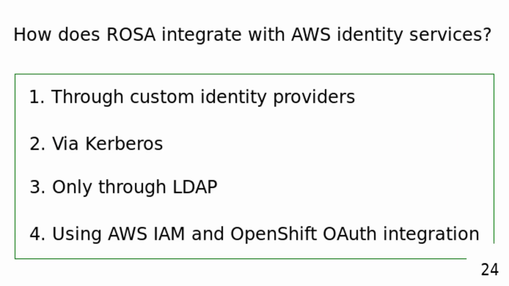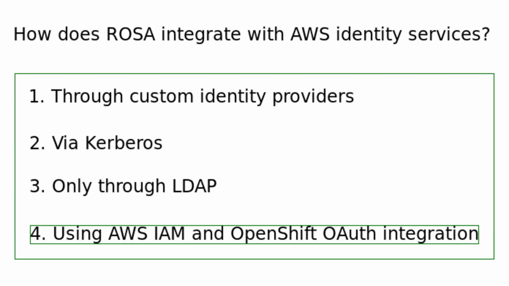How does ROSA integrate with AWS identity services? Through custom identity providers. Via Kerberos. Only through LDAP. Using AWS IAM and OpenShift OAuth integration. ROSA integrates AWS IAM with OpenShift's OAuth, allowing use of AWS identities for cluster access.